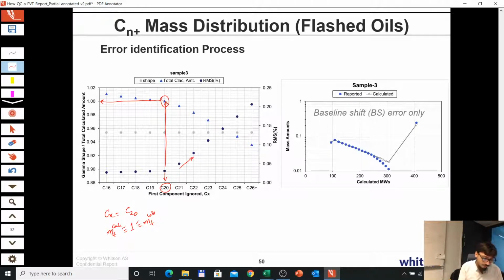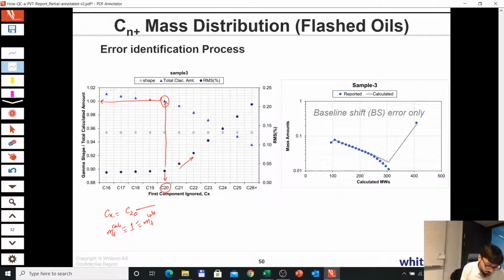And once we have determined there is a baseline shift problem, we're just looking. But in the previous one, when we had CX equal to C26 plus, that's not going to tell us whether there is an internal standard problem or not. What you can say by just looking at the CX value, if it's the heaviest fraction, is that there might be an internal standard problem, and then the total calculated mass gives you the confirmation whether there is an internal standard problem or not. Here, when you have a CX value which is less than the heaviest fraction, for example 25 or 20 or whatever value, this is immediately going to tell you there is a baseline shift problem.